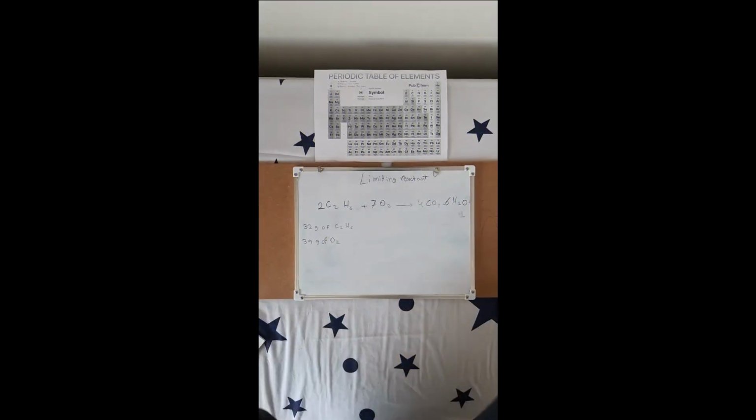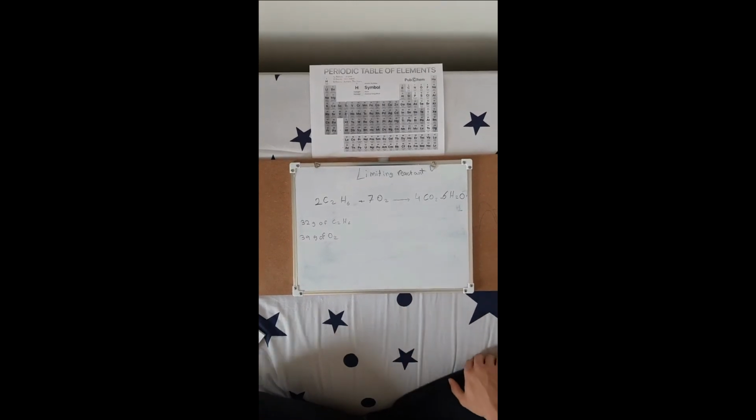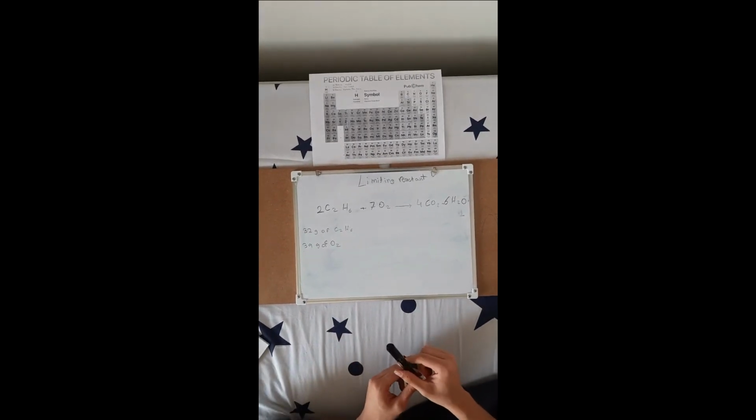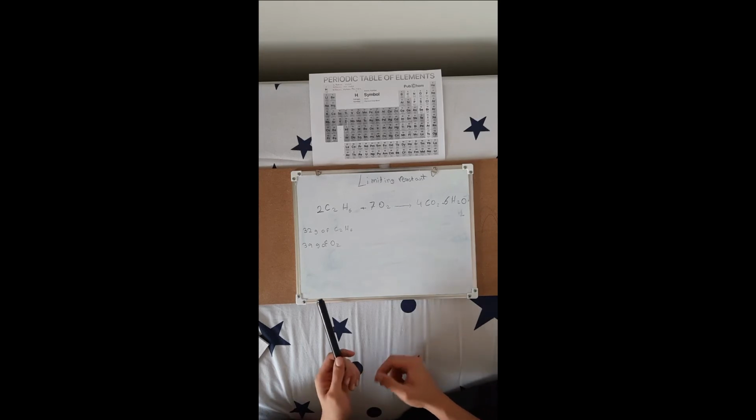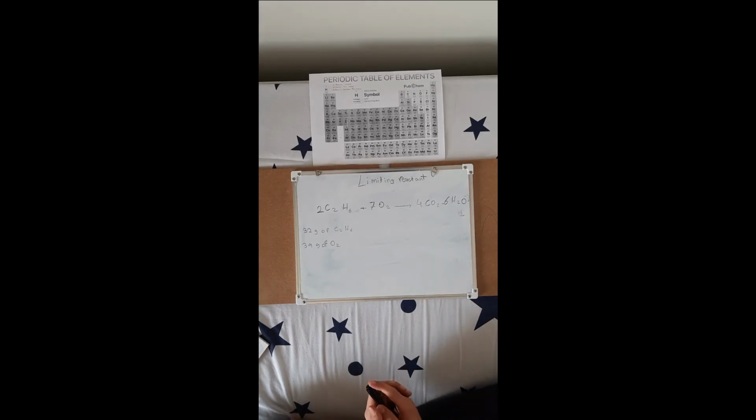Now I showed you 2 ways to solve questions which involve the limiting reactant. Now this is the last way, and this one is used for more complex equations and more complex questions. First, we have C2H6 reacting with oxygen, and in the question he said 32 grams of C2H6 is placed in one bowl with 39 grams of oxygen. So what's going to happen?